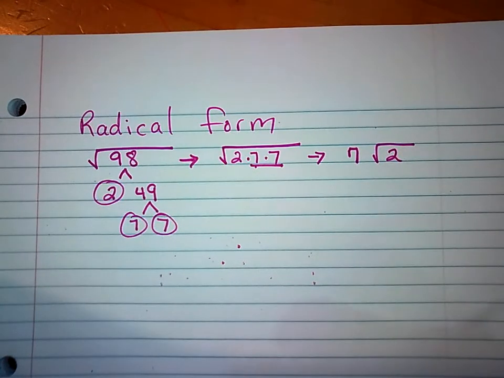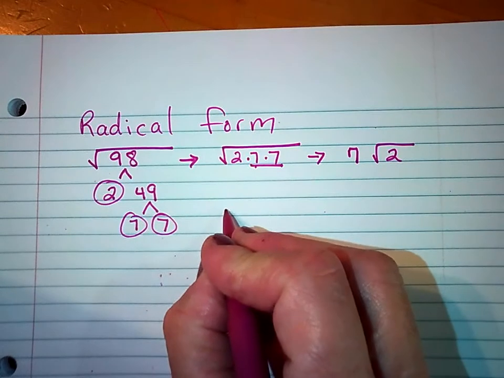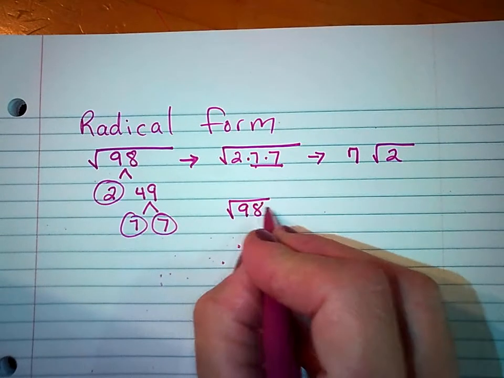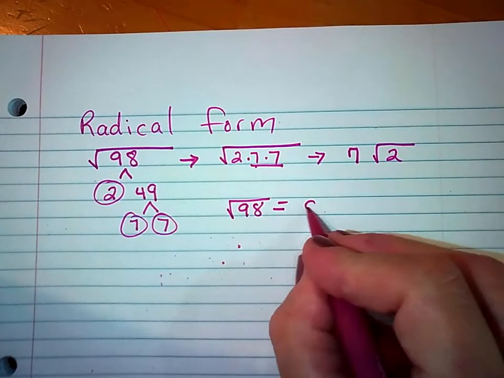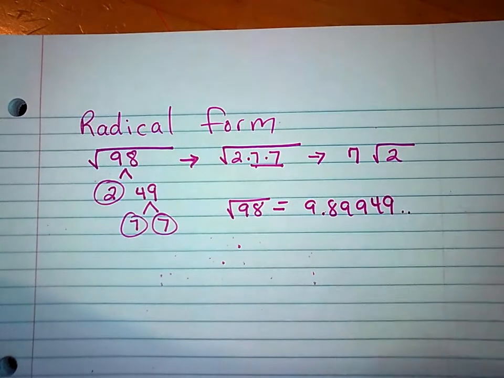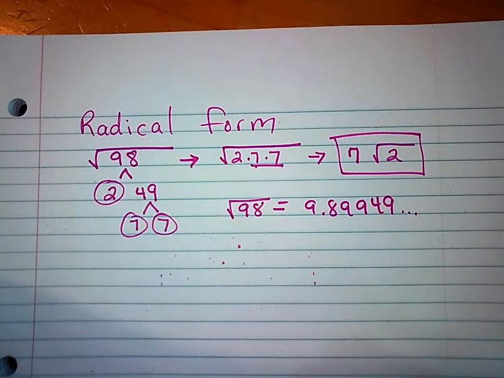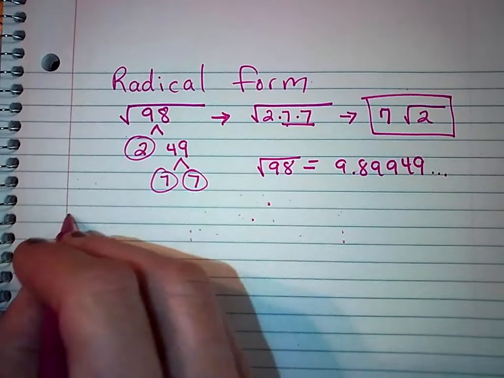Hope that makes sense. So, if you were to put this in your calculator, the square root of 98 would give you 9.89949, and it would go on and on. But this is in its simplified radical form. Now let's look at another one.